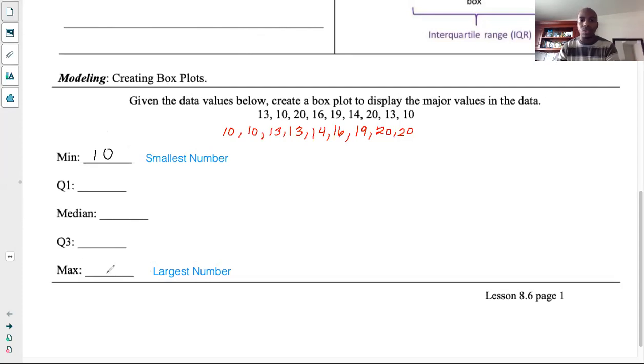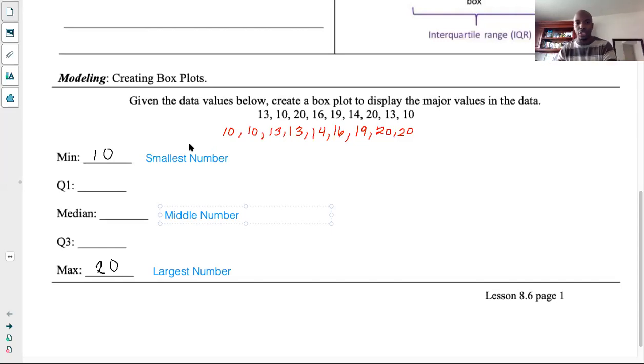What is the max? What is the biggest number, the largest number? And we can see that, obviously, as 20. Now, what is the median? Once again, you've got to remember the median is the middle number. What is the middle number? When I look at the data, because there are only 9 data values, that means there's an odd number, which means there's got to be one number that's in the middle.